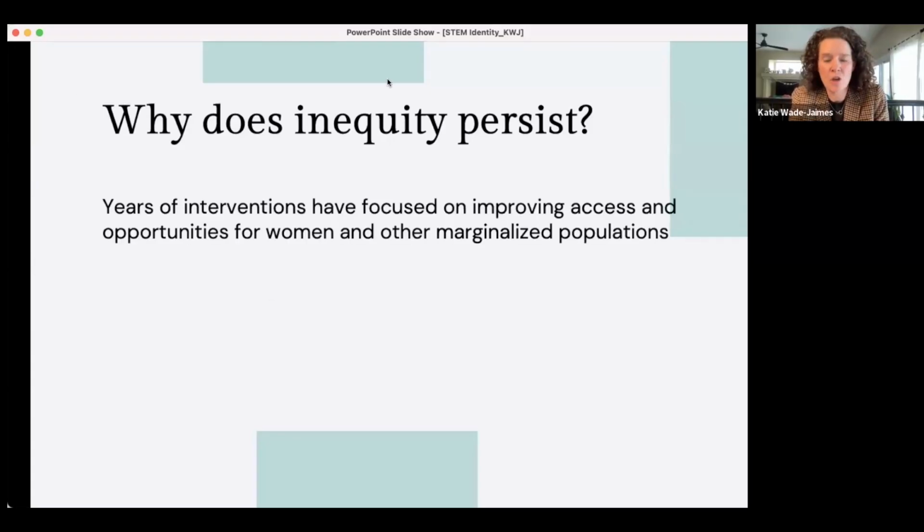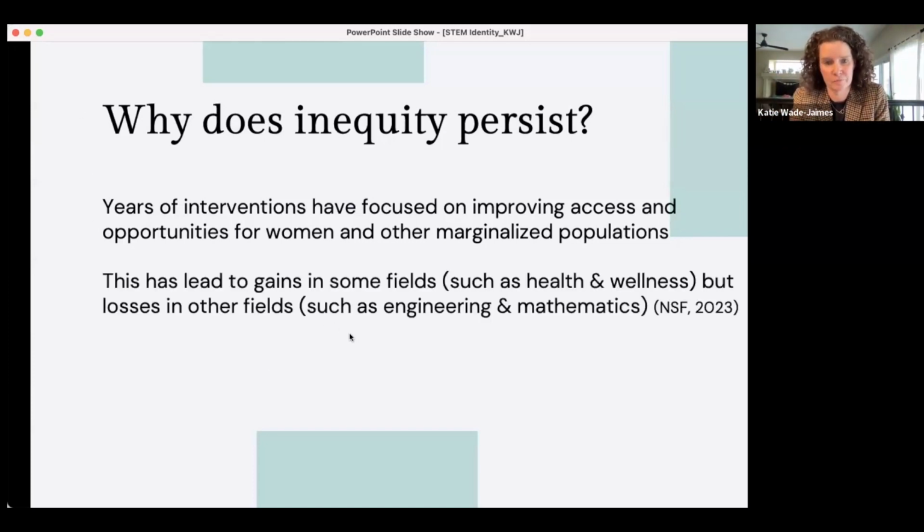And there have been so many different interventions that have focused on improving access, improving opportunities for women and other marginalized populations, but we're not seeing the payoff of those interventions, right? I'm thinking of summer camps, after school clubs, so many great organizations, but the overall numbers in terms of degrees earned are not really changing.